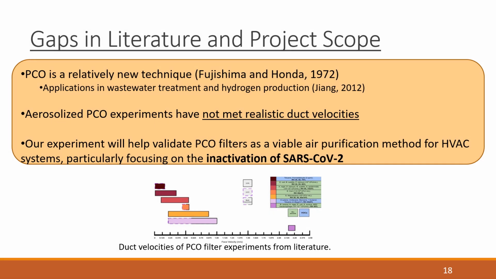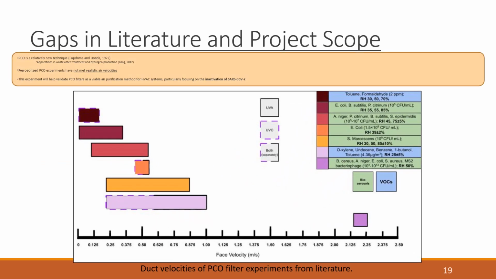PCO is a relatively new technique and has typically been used in wastewater treatment and hydrogen production. Since its application to air purification is yet to be fully developed, there are still significant gaps in the literature. For example, aerosolized PCO filter experiments in literature do not accurately reflect realistic duct velocities that would be found in HVAC systems.